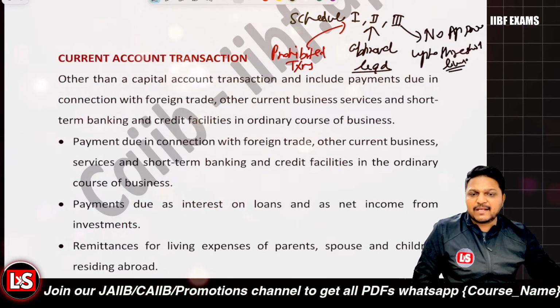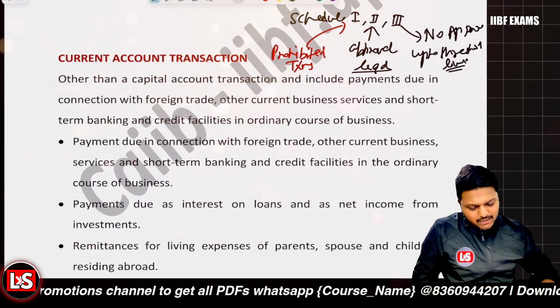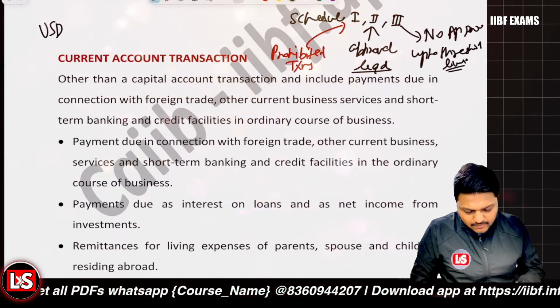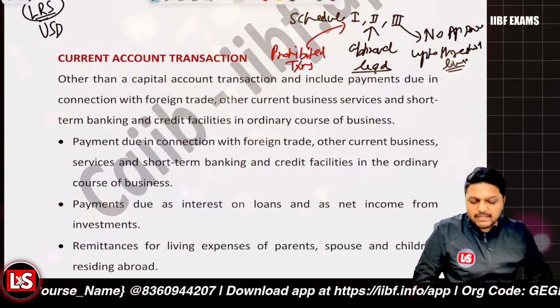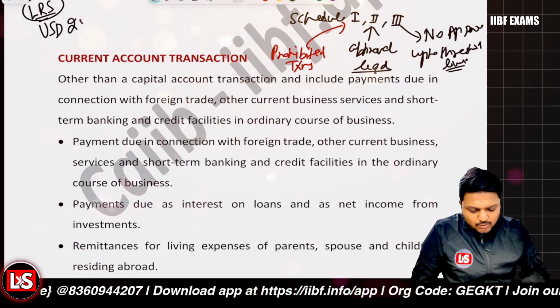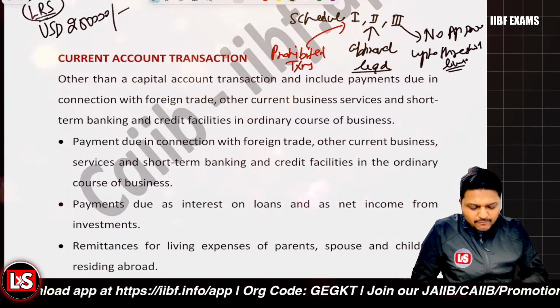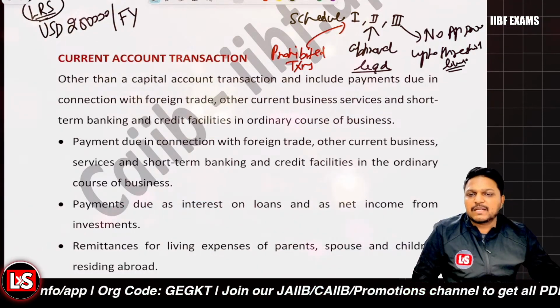In case of the LRS, the Liberalized Remittance Scheme, if we're talking about it, what is the limit? It is USD 2,50,000 under the LRS. The facility which is available for resident Indians, the limit is 2,50,000 USD per financial year. This limit is available.